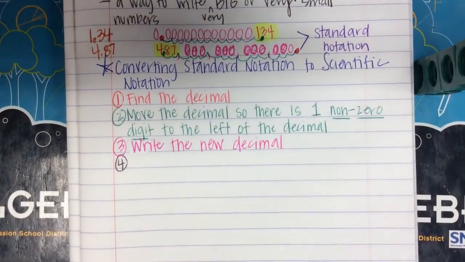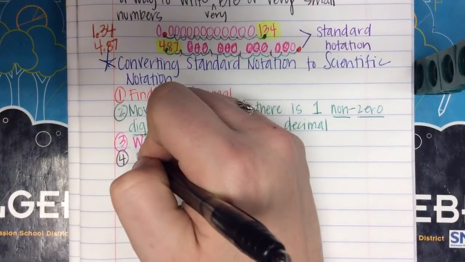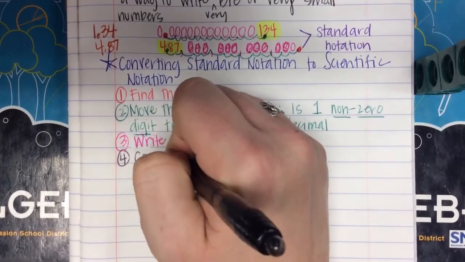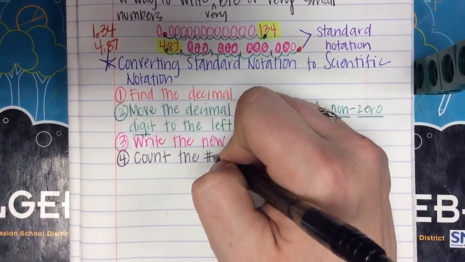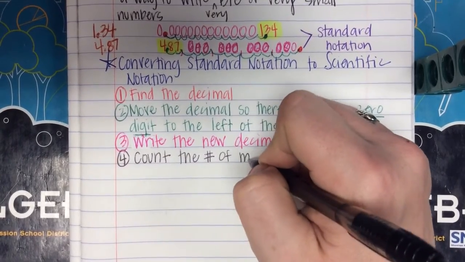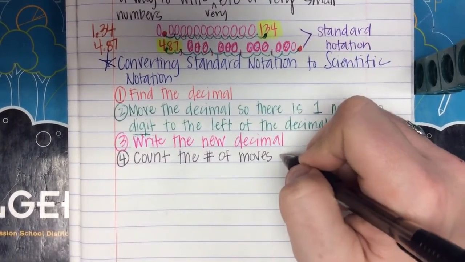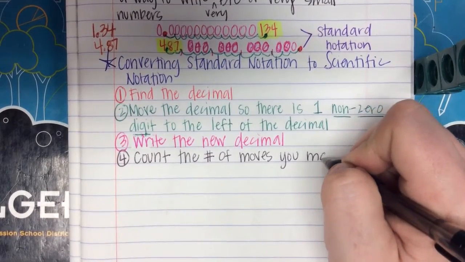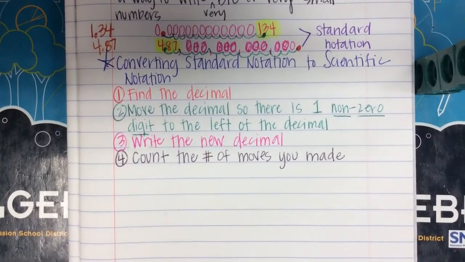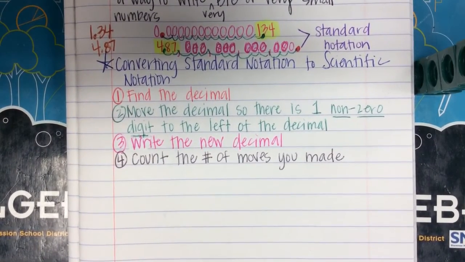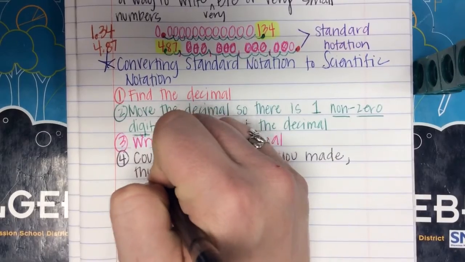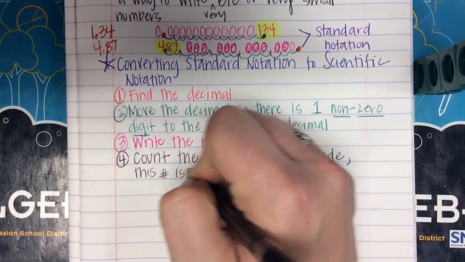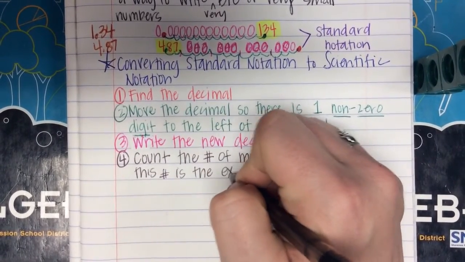Step number 4. Count the number of moves you made. This number is the exponent.